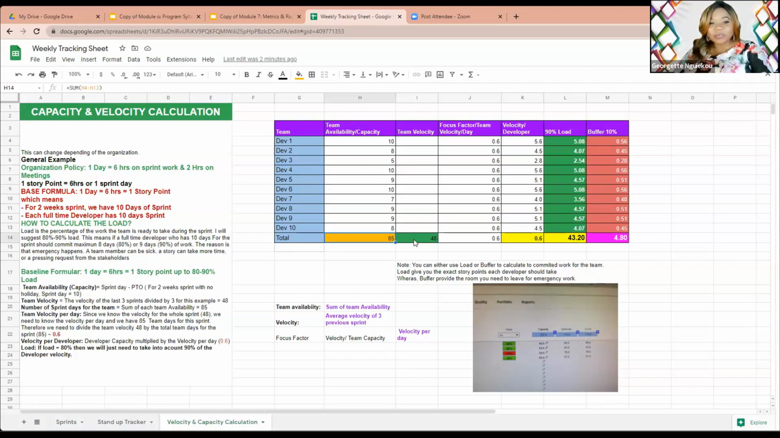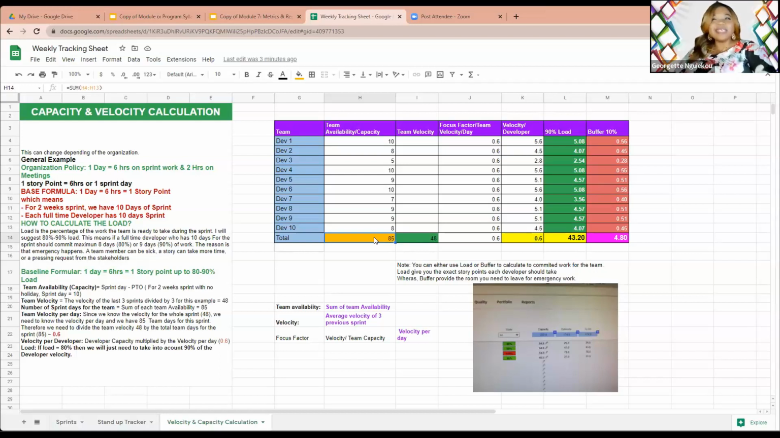So that is extremely important. Why do you need the focus factor? I told you that focus factor is what? Velocity divided by capacity is equal to focus factor.